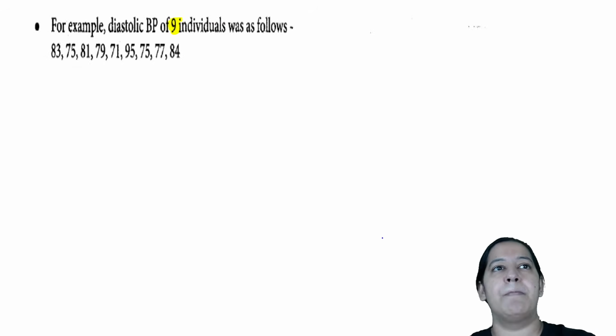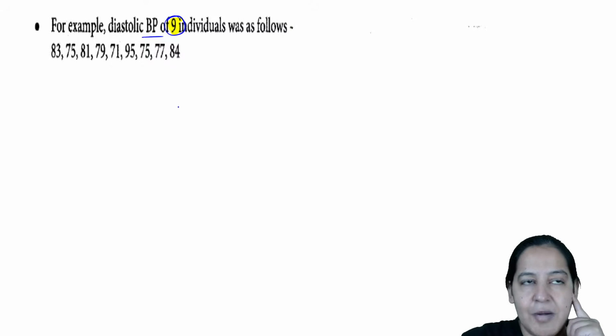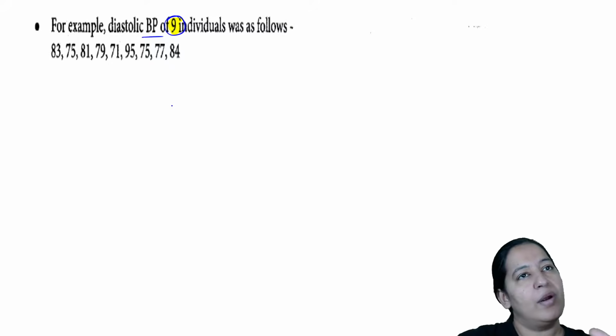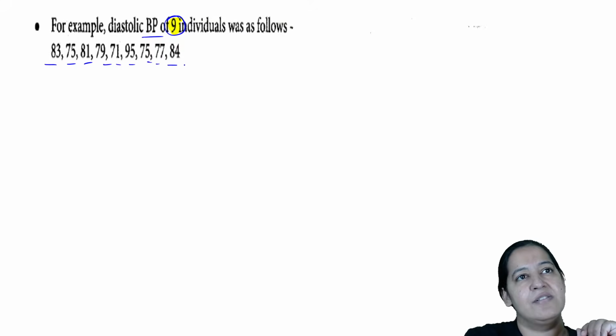Just for example, I am giving you the blood pressure of these nine individuals. Diastolic blood pressure. Normal diastolic blood pressure is 80, right? 120 by 80. So it is the diastolic blood pressure of 9 individuals: 83, 75, 81, 79, 71, 95, 75, 77, 84.